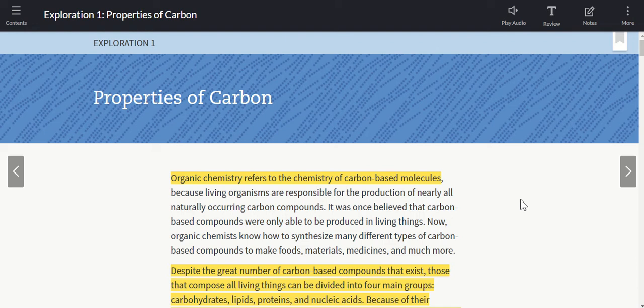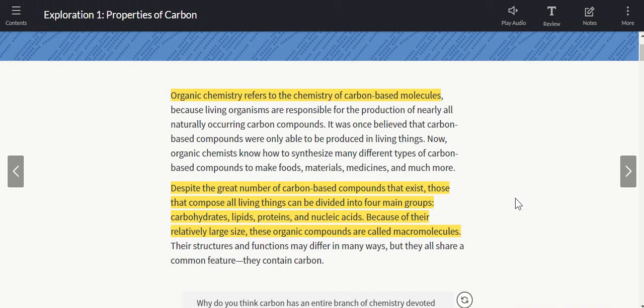In Unit 2, Lesson 2, Exploration 1, we're going to look at the properties of carbon. Carbon is an incredibly important molecule in living organisms. It's basically the most common molecule in all living organisms. Now, when we talk about the chemistry of these living organisms, we call it organic chemistry, and it's because almost all of the chemical reactions that take place in living things have to deal with carbon.